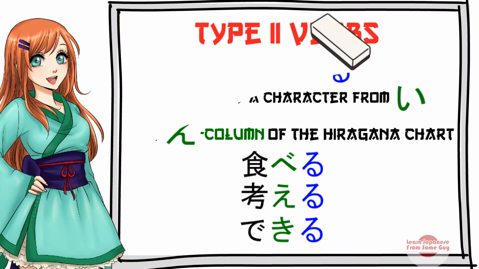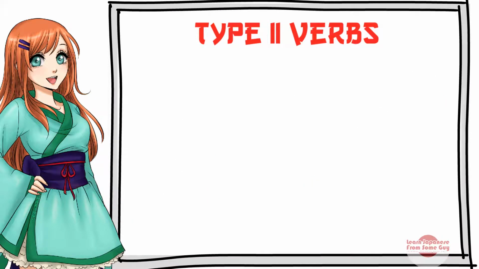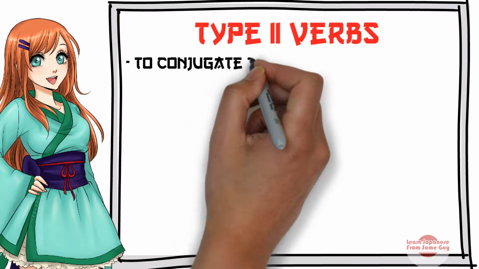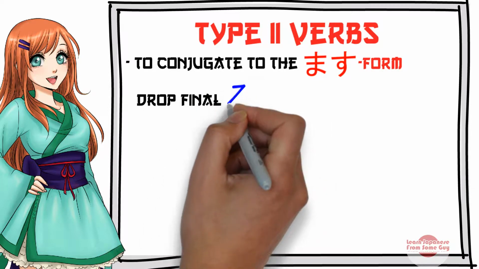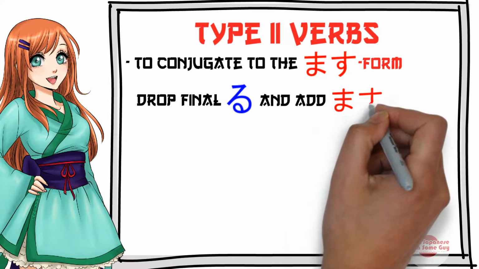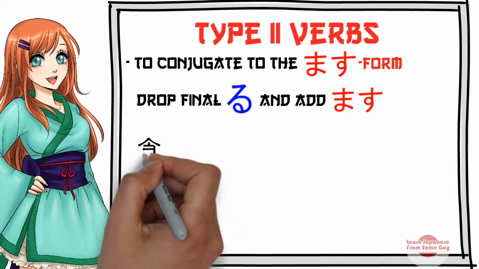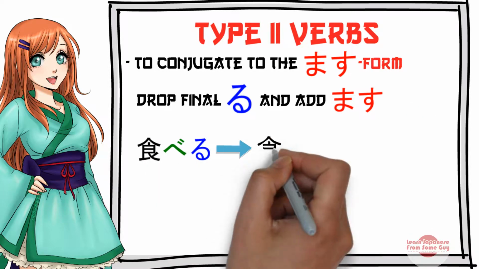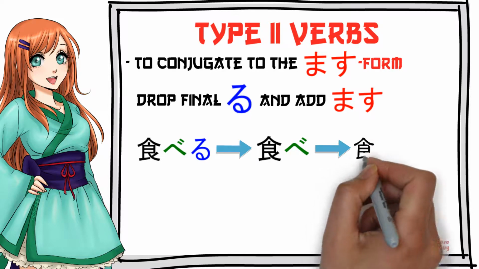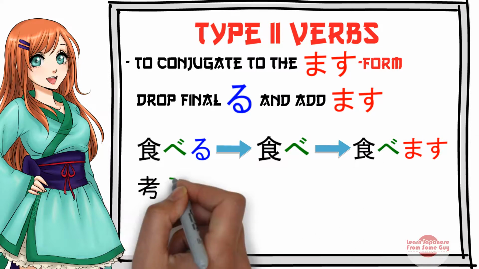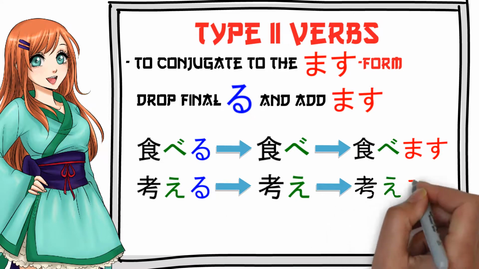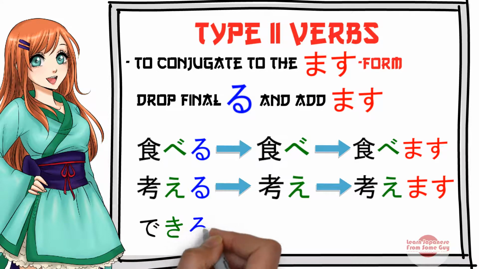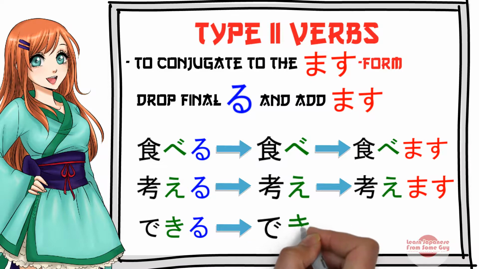Conjugating type 2 verbs to the mas form is much easier than type 1 verbs. All we need to do is drop the final ru character and add mas. Let's look at some examples. 食べる, 食べ, 食べます. 考える, 考え, 考えます. できる, でき, できます.